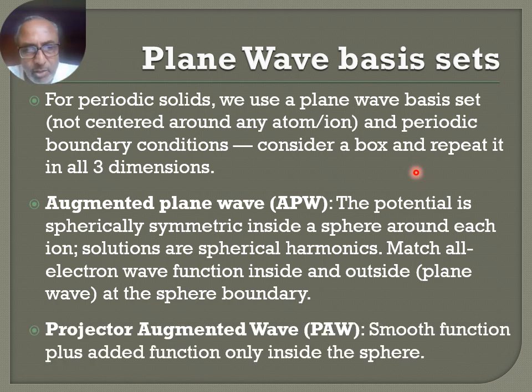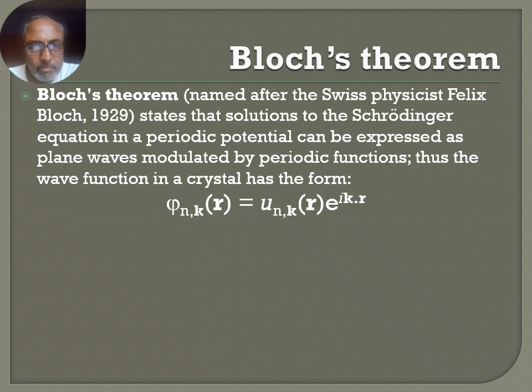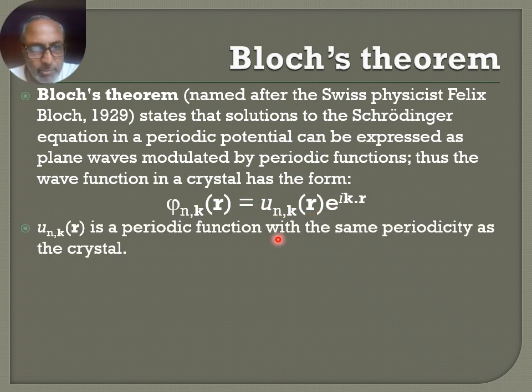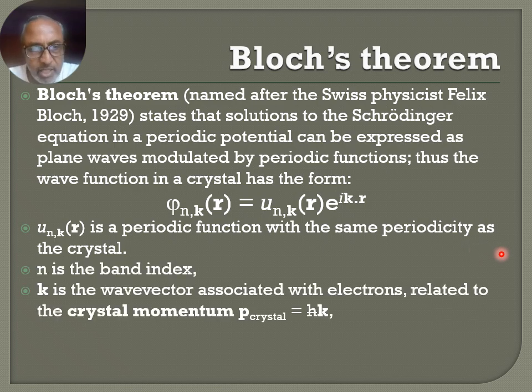In the projector augmented wave approach, we use smooth functions plus an added function only inside the sphere. Bloch's theorem states that the solution to the Schrödinger equation in a periodic potential can be expressed as plane waves e to the power ik dot r modulated by periodic functions u_nk of r. This u_nk of r is a periodic function with the same periodicity as the crystal. n is the band index, k is the wave vector associated with electrons, which is related to the crystal momentum h-bar k.